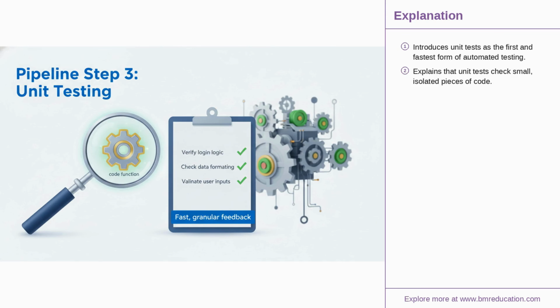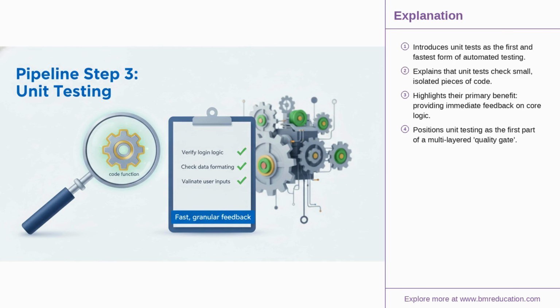Immediately after a successful build, the first line of defense in our quality gate kicks in: automated unit tests. These are small, incredibly fast tests that verify individual pieces of code, like a single function or class, work as expected in isolation. They provide the quickest feedback on whether a change broke existing logic.